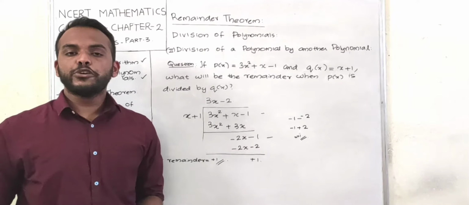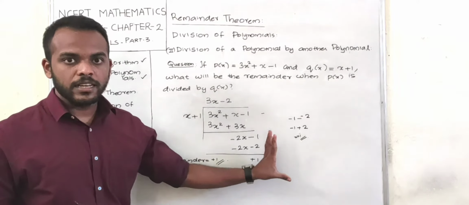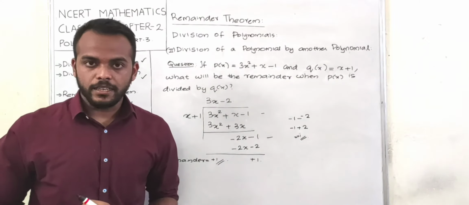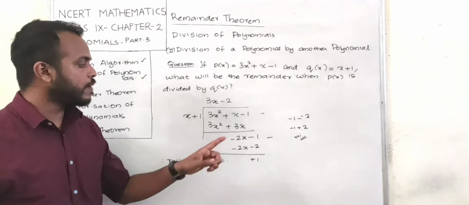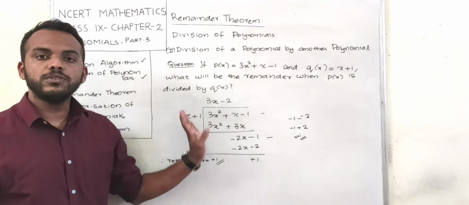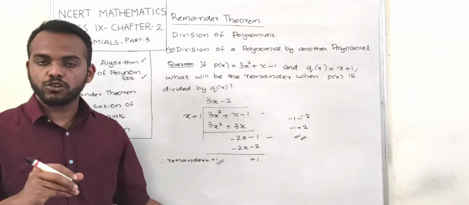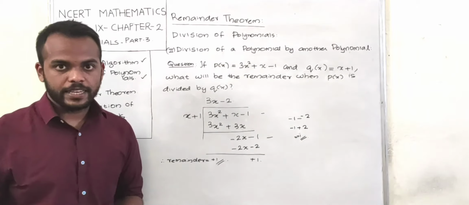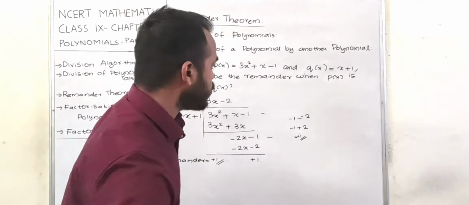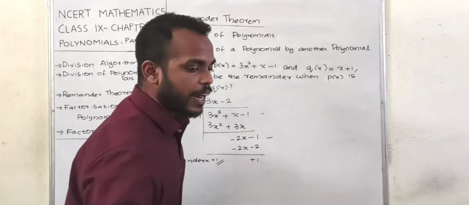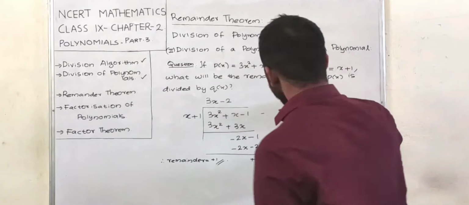Now we are going to the important part of this section. Actually, to find the remainder, we need not always do this process; there is a shortcut to do the same. Listen very carefully. I'm going to demonstrate it for you. First of all, write down the polynomial that is given to you.